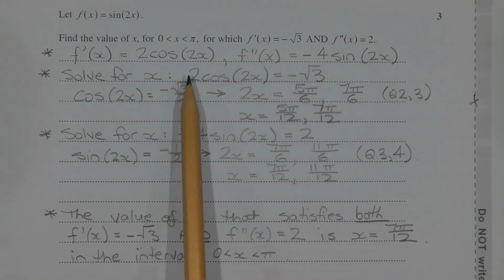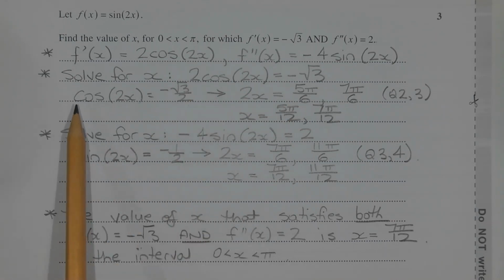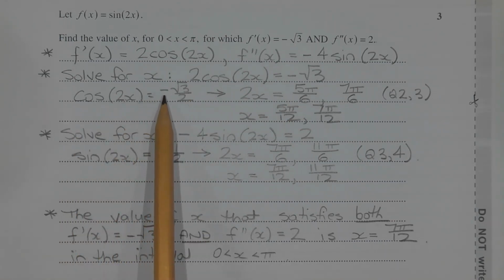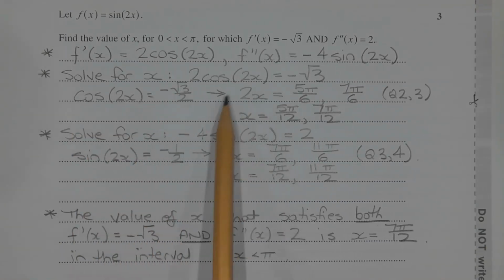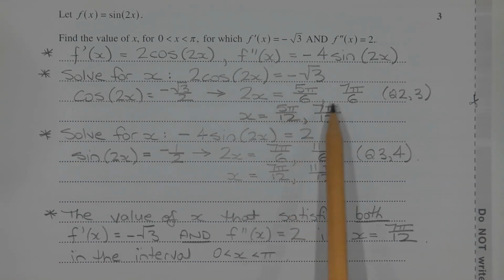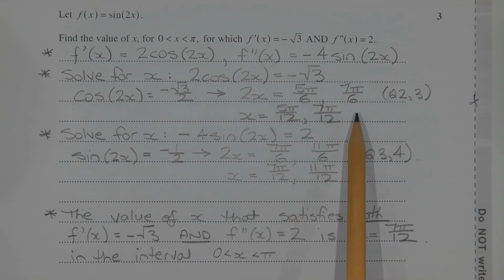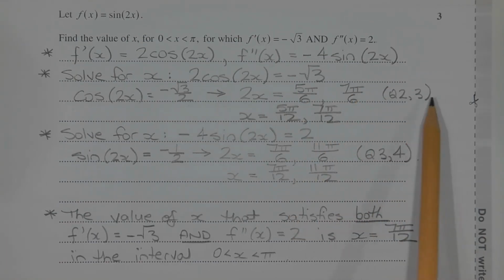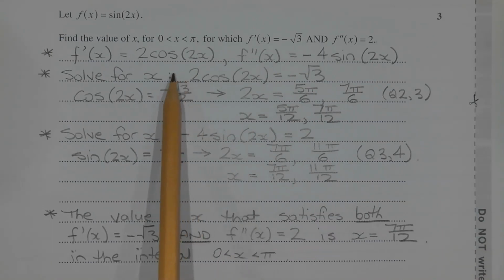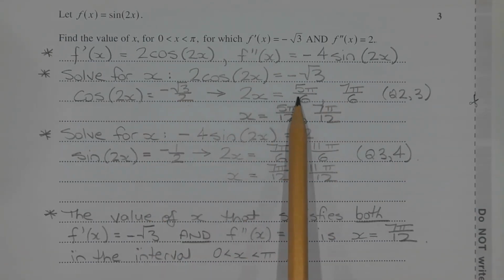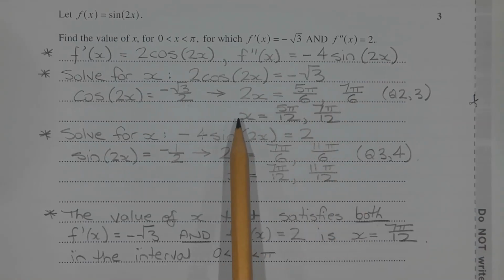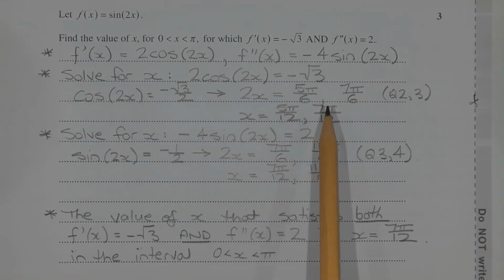Dividing both sides of this equation by 2, we get cos of 2x is equal to negative square root of 3 over 2. Taking the inverse cos of both sides of the equation, we get 2x is equal to 5 pi over 6 and 7 pi over 6, which are angles in quadrants 2 and 3, since we're dealing with the cosine of a negative ratio. Making x the subject by dividing these two values by 2, we get x is equal to 5 pi over 12 and 7 pi over 12.